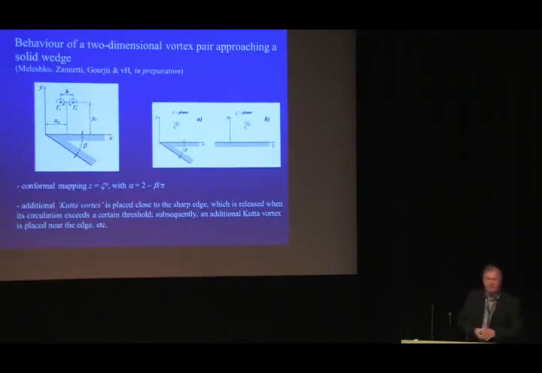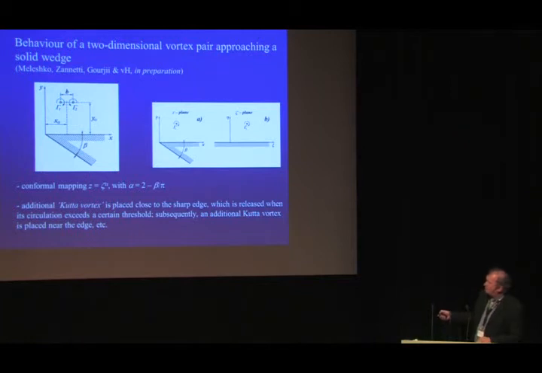So we decided to find an elegant, simple way to model this, to remove this singularity at the sharp edge. The idea is the following. We consider a point vortex dipole that's moving downwards in this picture towards the plate here. And we applied a conformal mapping.